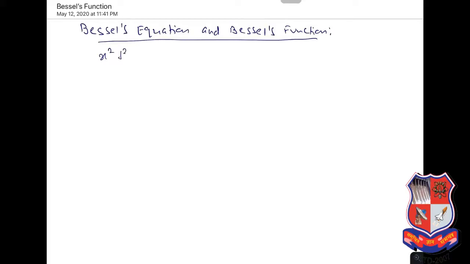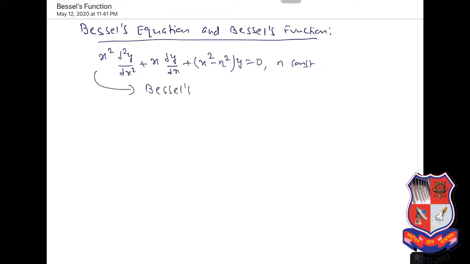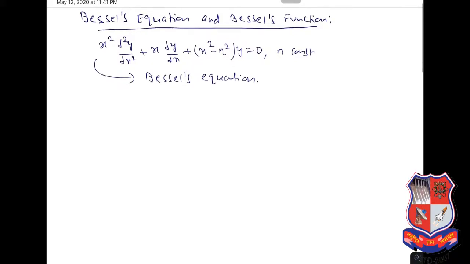This differential equation, x square d square y by dx square plus x dy by dx plus x square minus n square y equal to 0, n constant, is known as Bessel's equation, and the solution of this differential equation is known as Bessel's function.